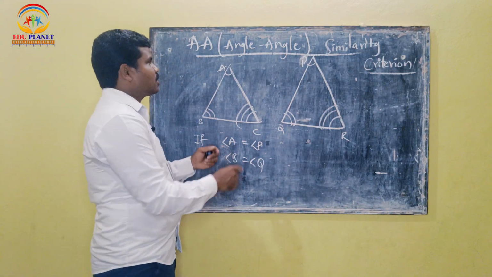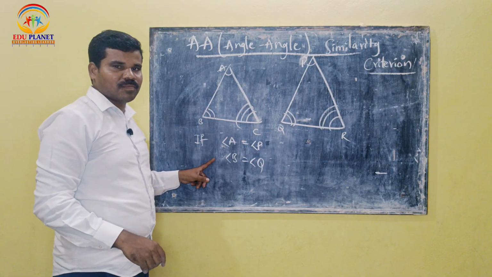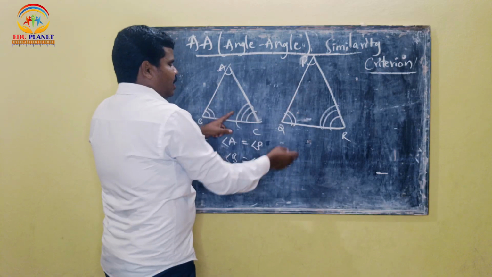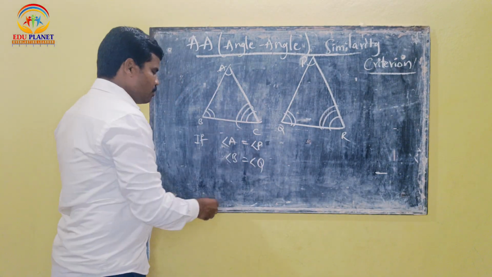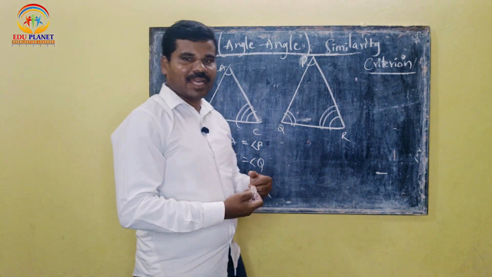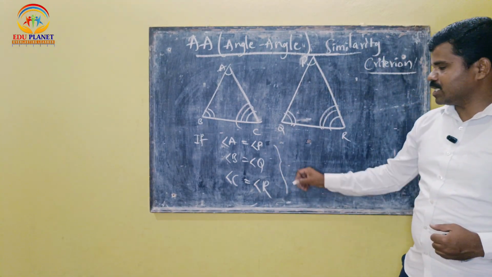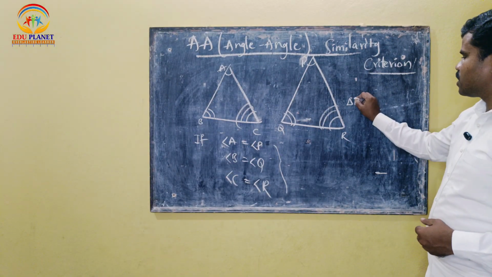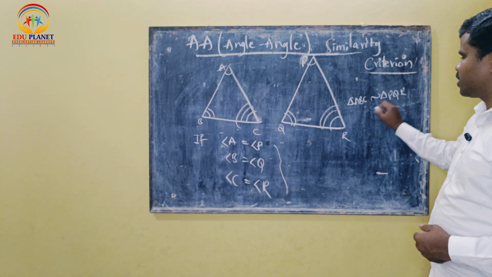In the title, what I have written, AA similarity criteria. Yes, two sets of angles I have mentioned. But what about the third angle? In two triangles, if two corresponding angles are equal, then automatically the third set of angles will also be equal. It means I can mention that angle C equals angle R. In conclusion, I can say that in two triangles, if three sets of angles are equal, then the given triangles are similar. It means triangle ABC is similar to triangle PQR. That's all.